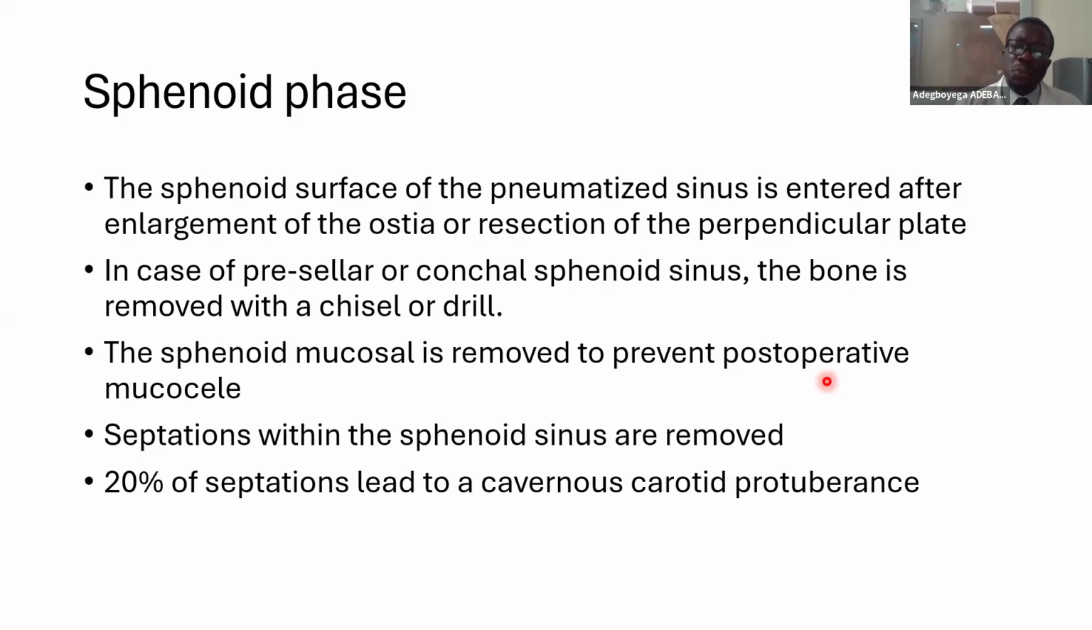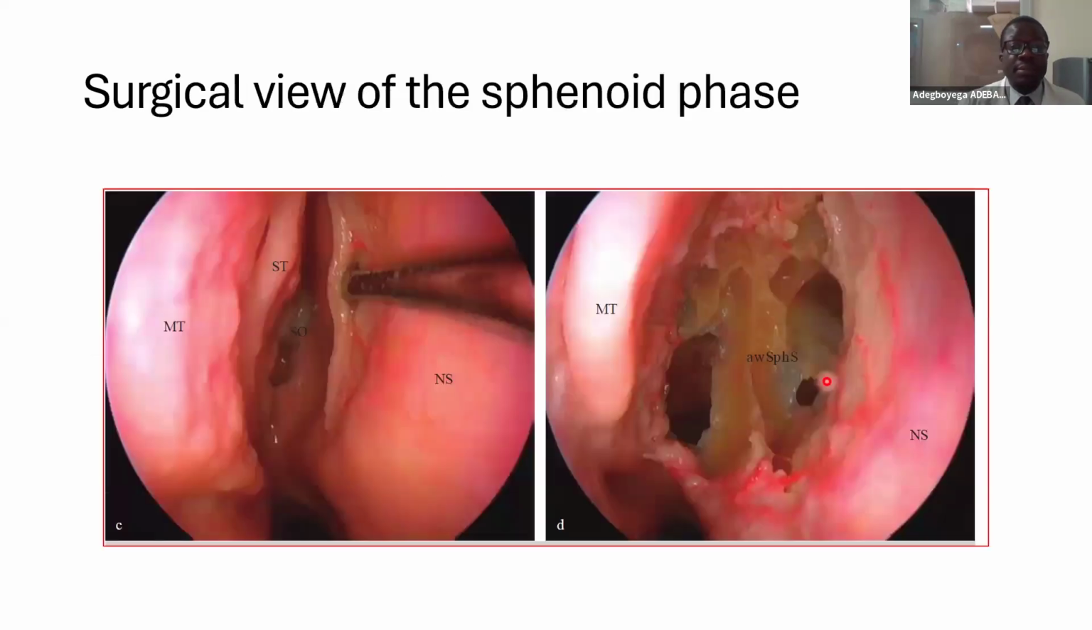This is also done to remove the anterior wall of the sphenoid sinus, known as the anterior sphenoidectomy. About 20% of patients have septation, and we should note that sphenoid septa that are laterally located have a close relation with the cavernous carotid protuberance, which is where the intracavernous carotid artery is located, and care needs to be taken so that the structure is not damaged.